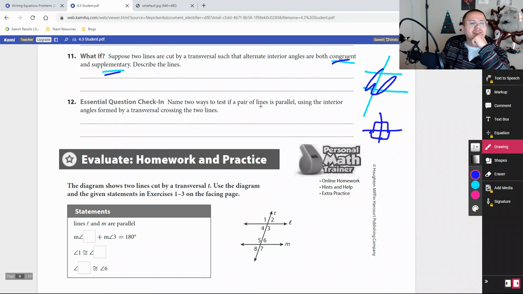Name 2 ways to test if a pair of lines is parallel using the interior angles formed by a transversal. So again, lots of vocab, guys. Make sure you understand the vocab. So you could measure the pairs, you could use the given information, decide if they are congruent or if the same side interior angles are supplementary.